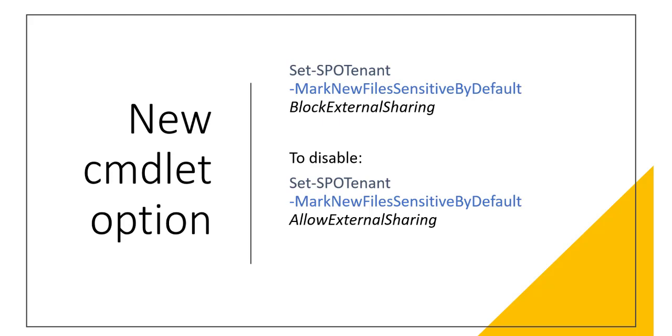By using a new simple cmdlet option, you can enable sensitive by default. In the existing cmdlet Set-SPOTenant, we got a new option called MarkNewFilesSensitiveByDefault. There we can provide two values, BlockExternalSharing and AllowExternalSharing. Let's see this in action.